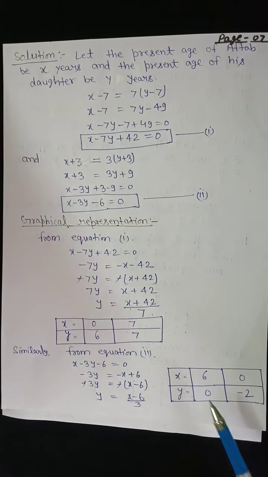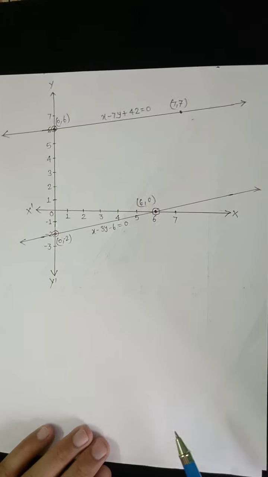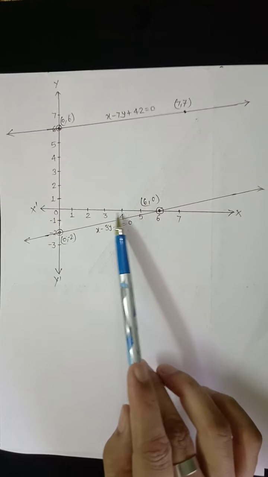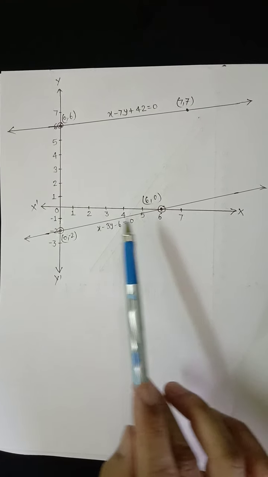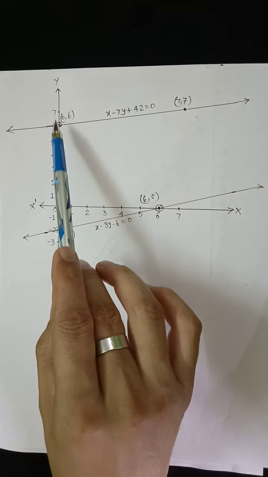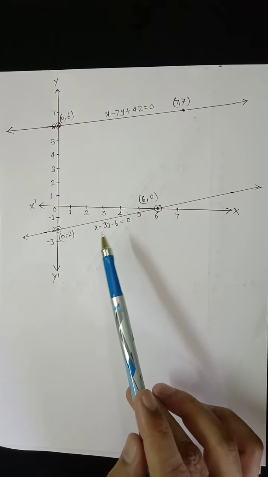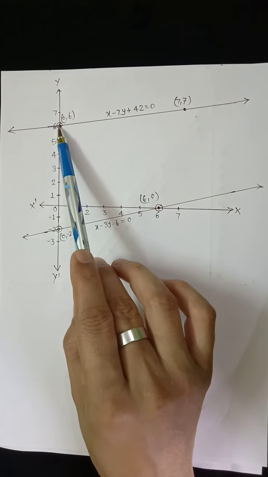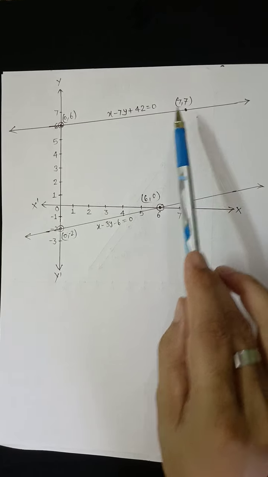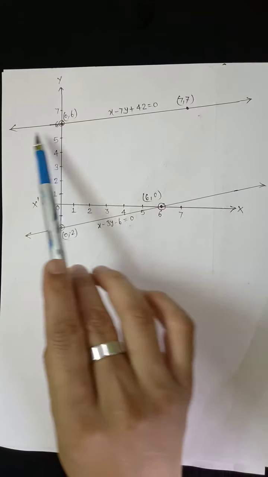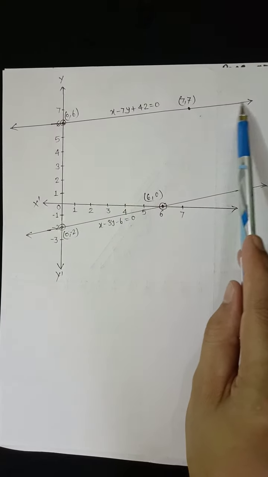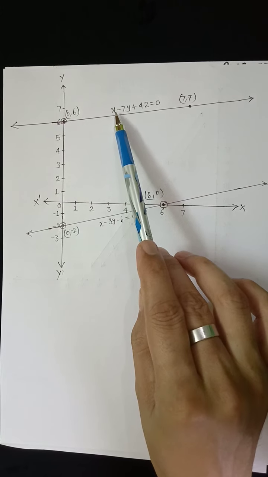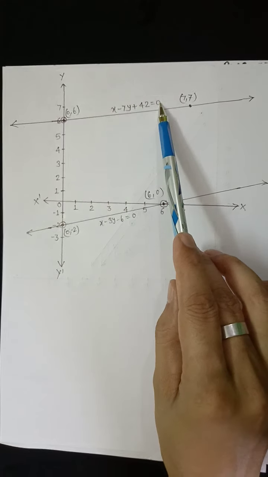Now I will explain the graph. We first draw the x-axis and y-axis. Mark the points 1, 2, 3, 4, 5, 6, 7 and so on on the x-axis. Similarly 1, 2, 3, 4, 5, 6, 7 and so on on the y-axis. First point is 0, 6. Plot the point 0, 6 and the second point 7, 7. Draw a line through both points. This line represents the equation x minus 7y plus 42 equal to 0.